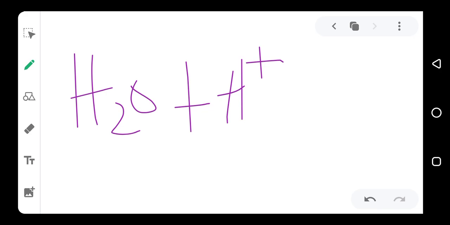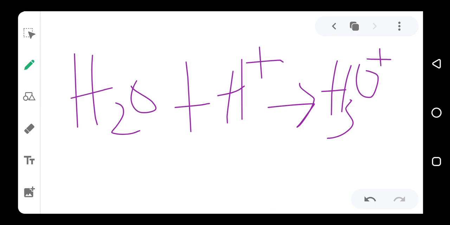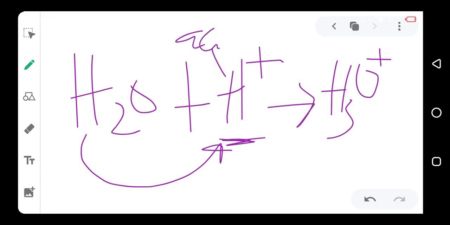Again, when we have H2O plus H plus, this gives us H3O plus. This is positively charged, which means that it wants more electron. The electron is supplied by water to become hydronium ion. So this is an acid since it accepted electron, while this is a base which donated electron.